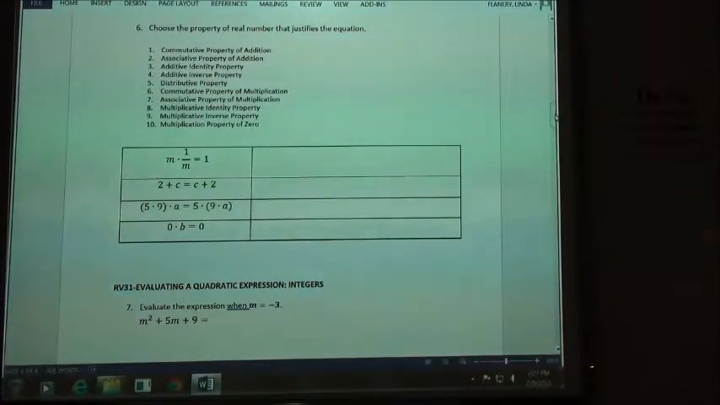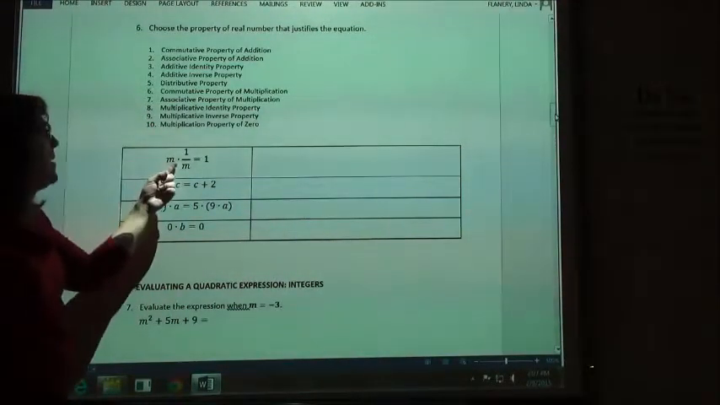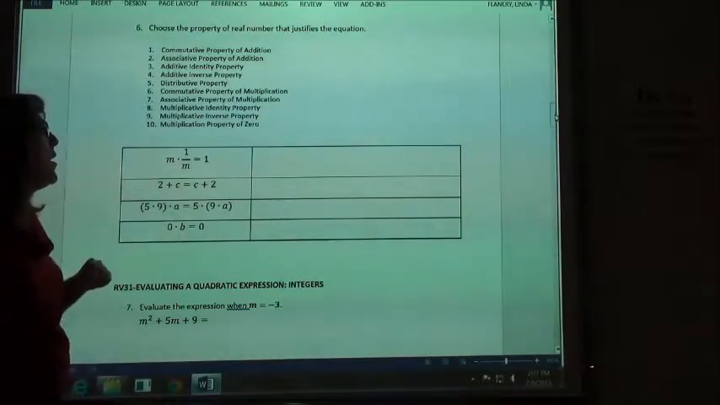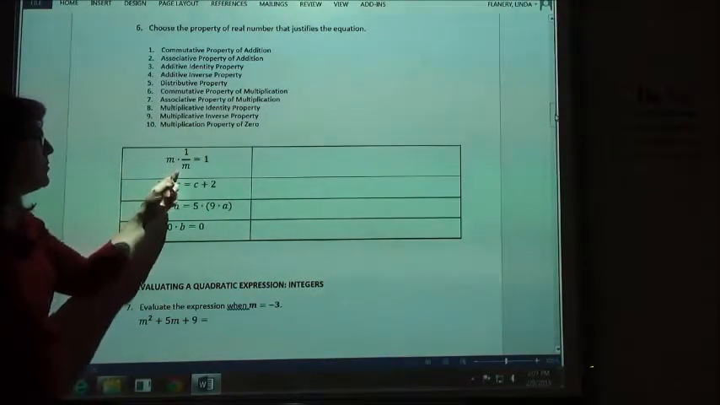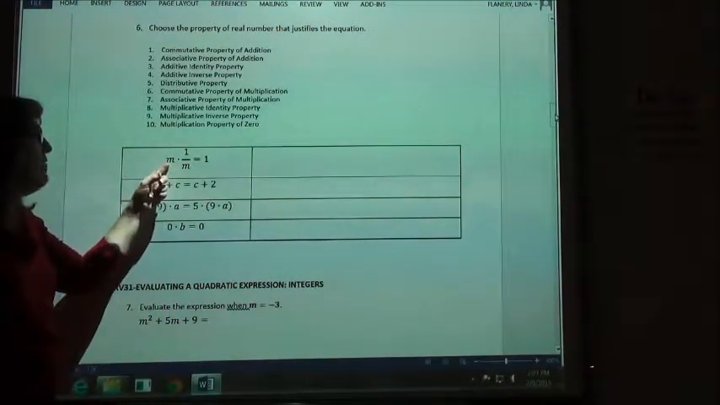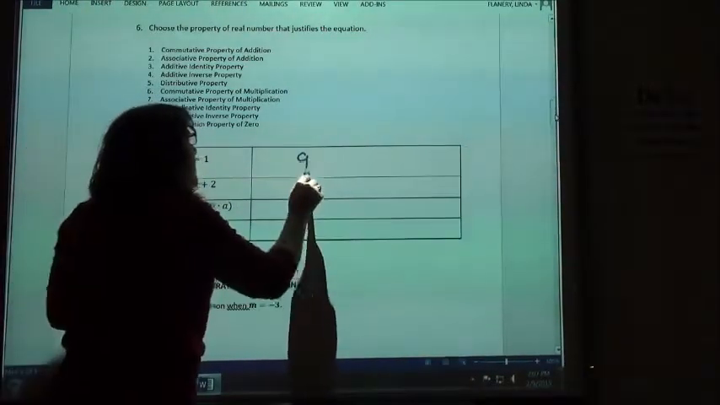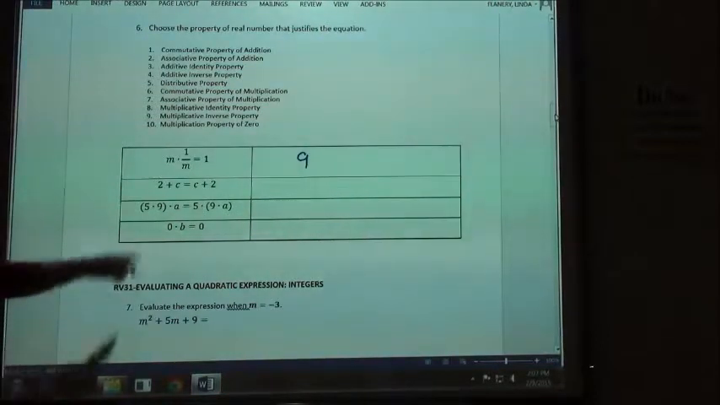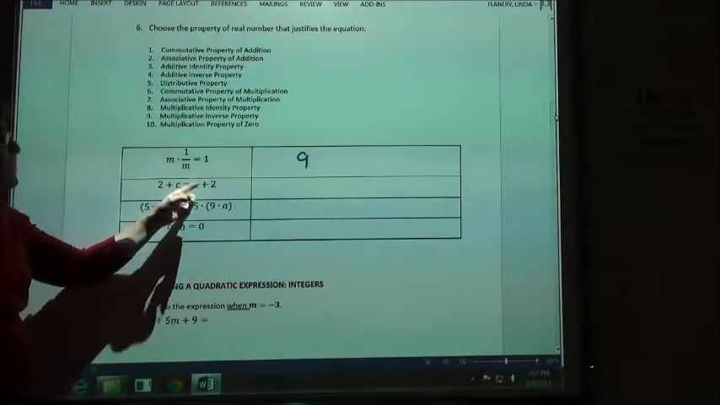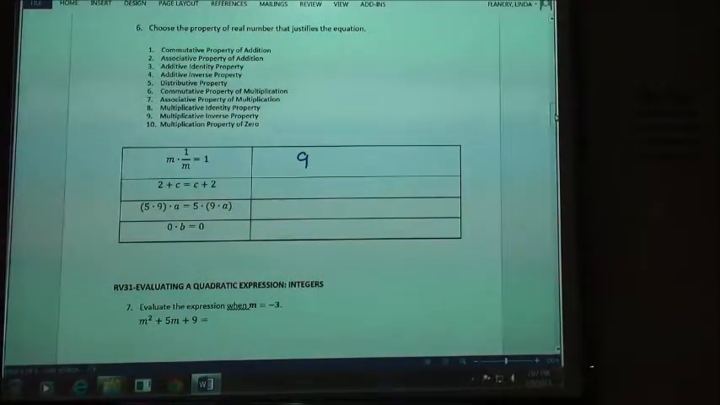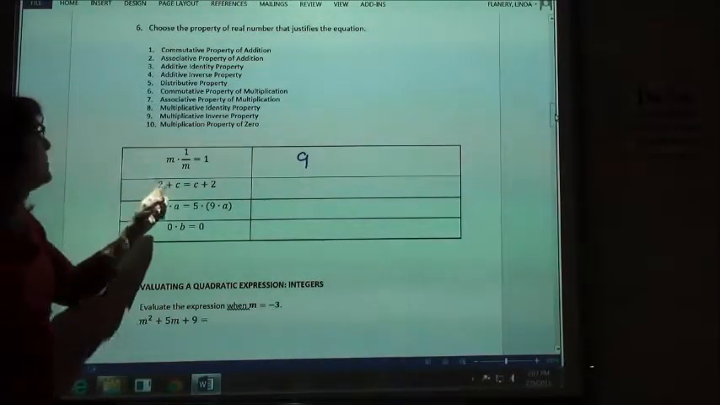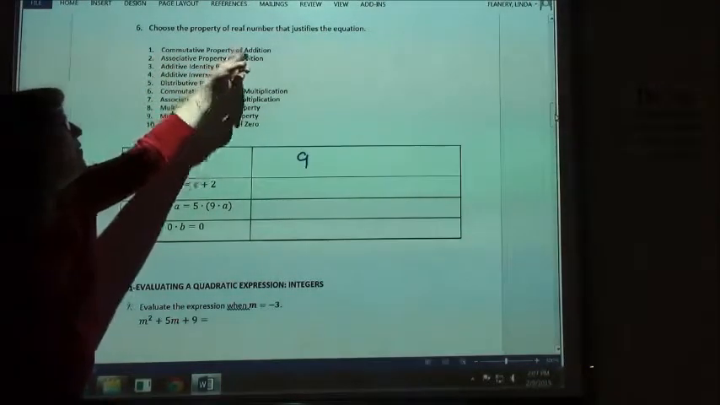So on the next one, m times 1 over m equals 1. Again, that's the multiplicative inverse property. A value times its reciprocal equals 1. Multiplicative inverse was number 9. 2 plus c equals c plus 2. I just switched the order around. That's my commutative property of addition.